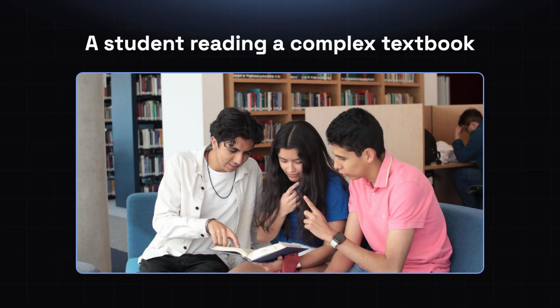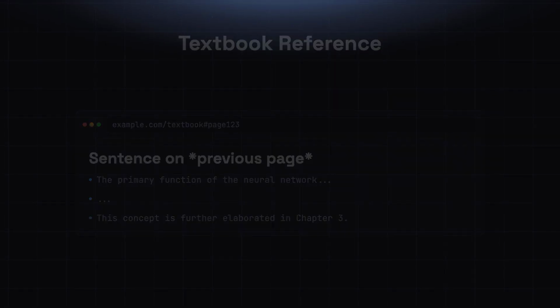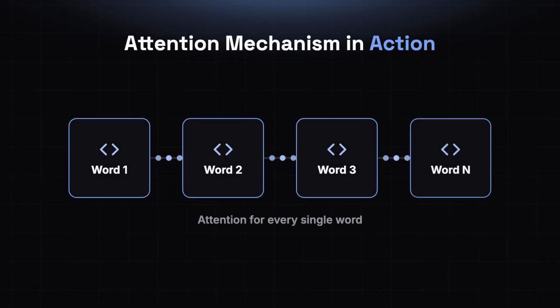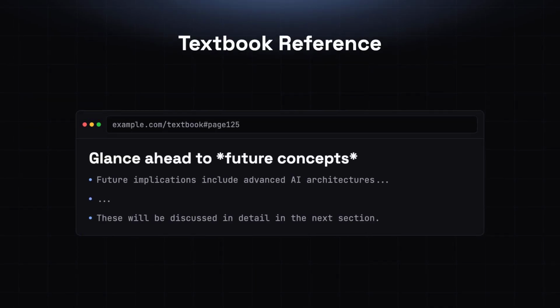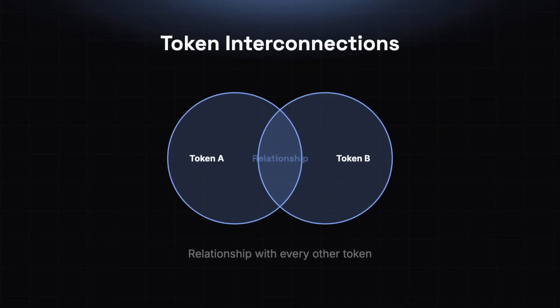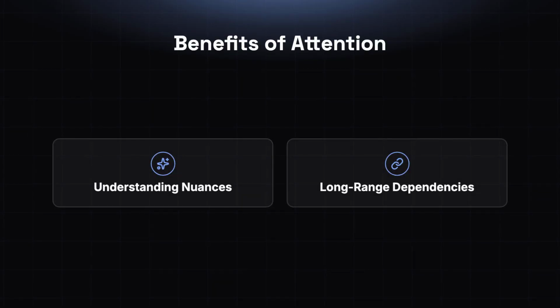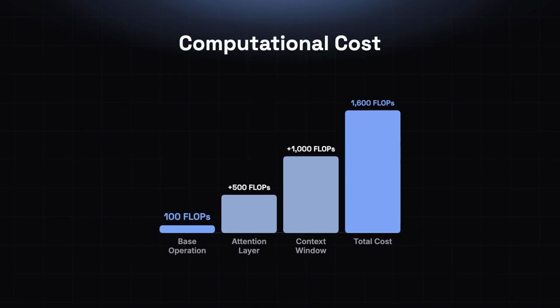Think of it like a student reading a complex textbook. To understand one sentence, they might need to refer back to another sentence on a previous page, or even glance ahead. The attention mechanism does this for every single word, or token, in its context window. Every token has to look at and evaluate its relationship with every other token. This is incredibly powerful for understanding nuances and long-range dependencies in text, but it comes with a massive computational cost.